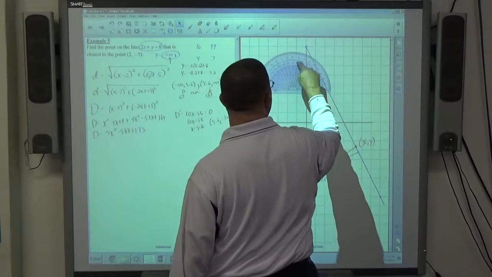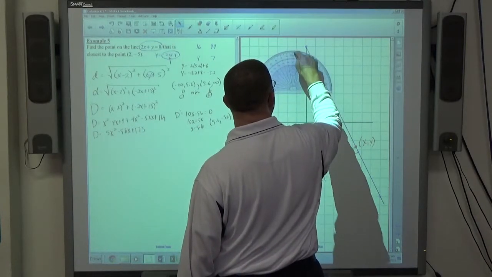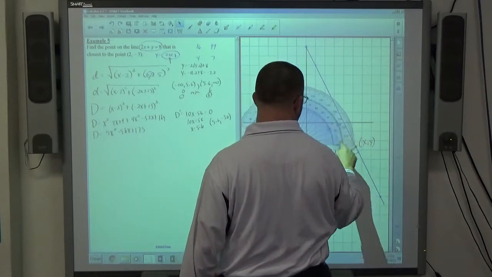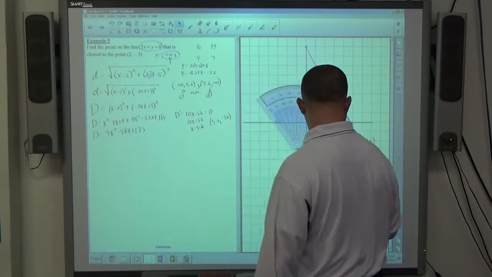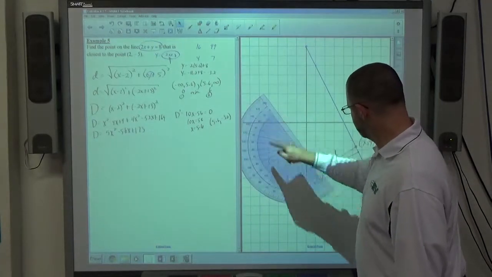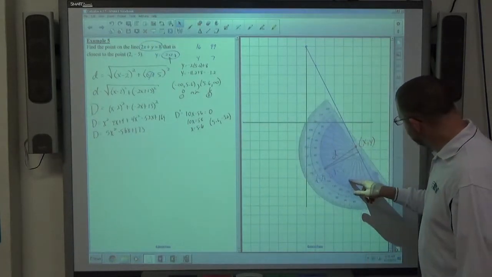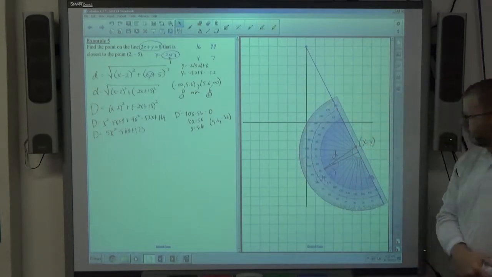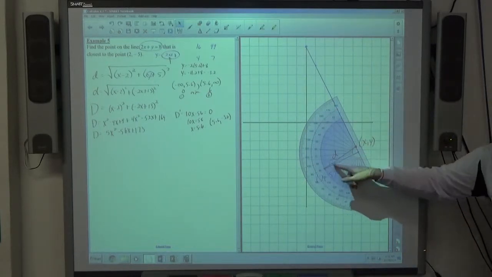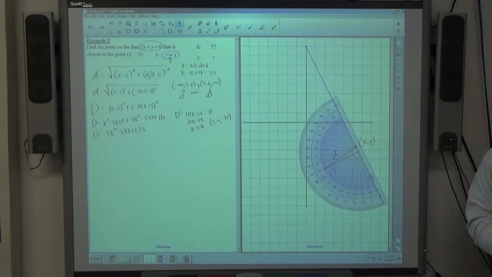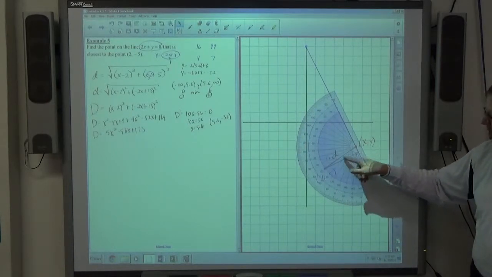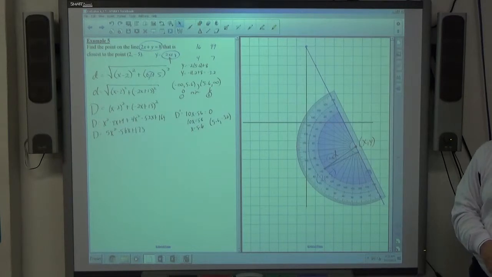It'd be great if it actually works. Let's see if I can make that a little bigger. There we go. Our optimal point is at a right angle to the other line. And if we go back to my guess point, we can see that's obviously not a right angle. So that wasn't the closest point.